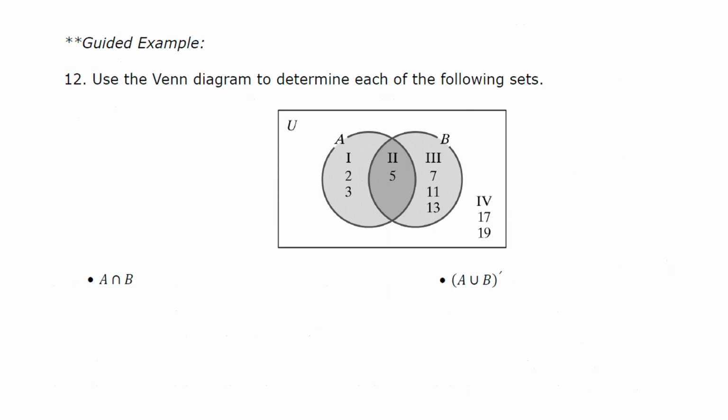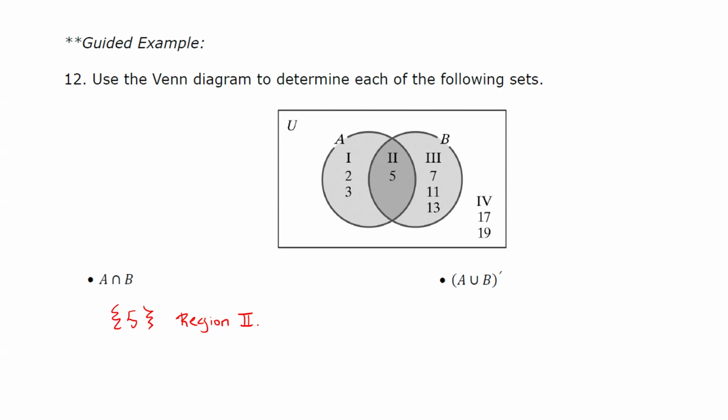Now let's use this information to answer some questions using this Venn diagram. The first one, A intersect B. I want what is common between set A and set B. That would be the element number 5, which is in region number 2.